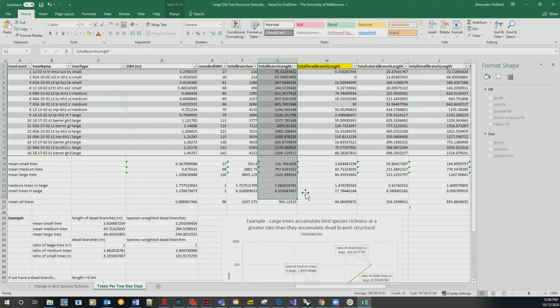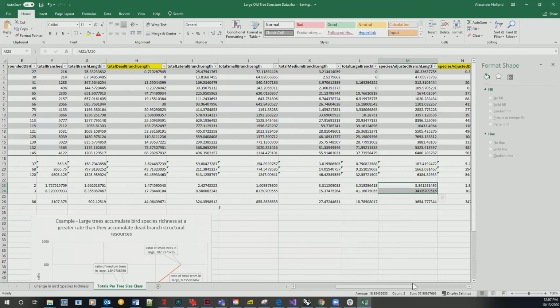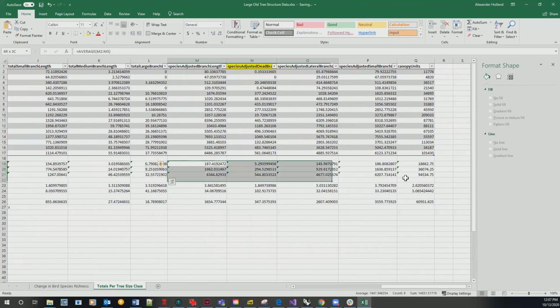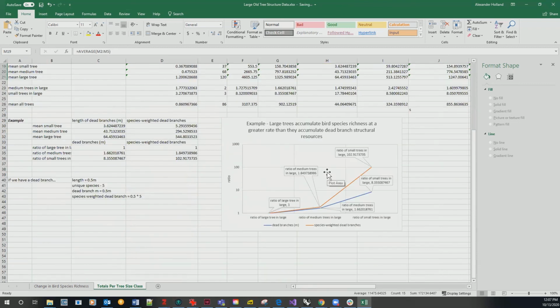just total branch length. So looking at the raw number of medium trees in large trees and small trees in large trees when I'm looking at the total number of branches, in comparison to the species weighted or species adjusted branch length, that goes up to 34 from 8.35. And then I've done it for dead branches, lateral branches, small branches, medium branches, and large branches in this table. So there you can see the averages for small, medium, and large trees for each of those raw structural resources, and then the species weighted scores and the ratios. And I just made this graph to illustrate that pattern a bit more.